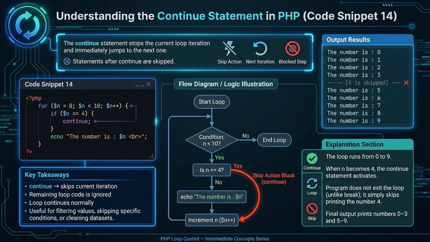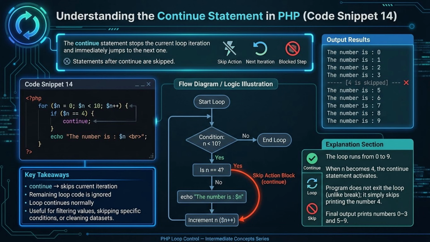Instead, PHP moves directly to the increment step and continues with n equals 5. Because of this, the output displays numbers 0 through 3, skips 4, and continues from 5 to 9. The output visualization clearly highlights the missing 4, showing how continue skips only a single iteration rather than stopping the entire loop. The flow diagram in the infographic breaks down the logic step by step.